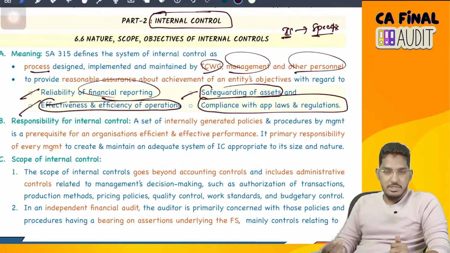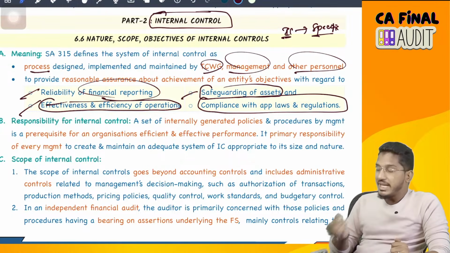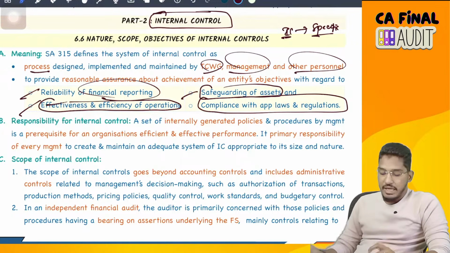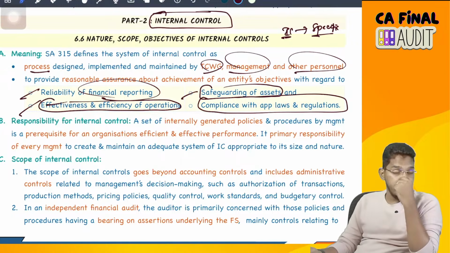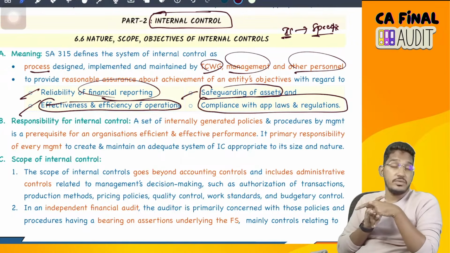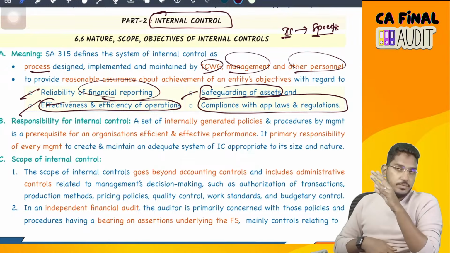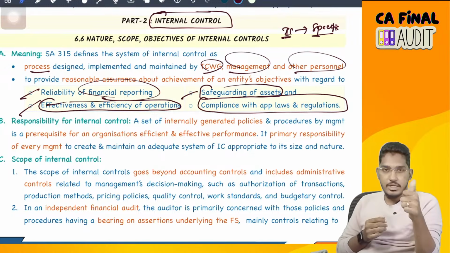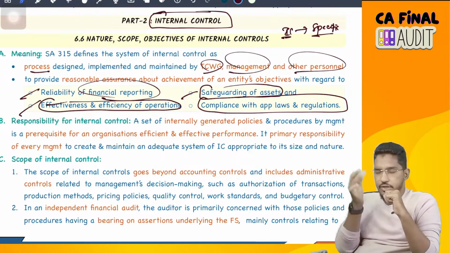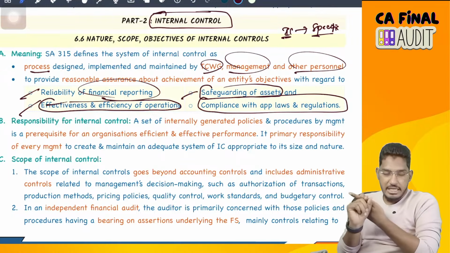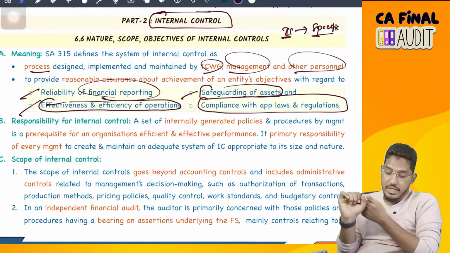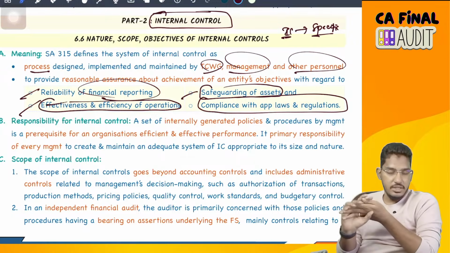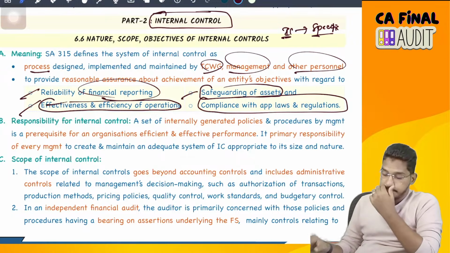So when you look from the specific perspective, any internal control you take, that will try to fulfill at least one of these 4 objectives, and there will be some internal controls which will try to fulfill all the 4 objectives also. But we have to remember these are 4 specific objectives of internal control. What are they? Number 1, reliability of financial reporting. Number 2, efficiency and effectiveness of operations. Number 3, safeguarding of the assets. And number 4, compliances with the laws and regulations.